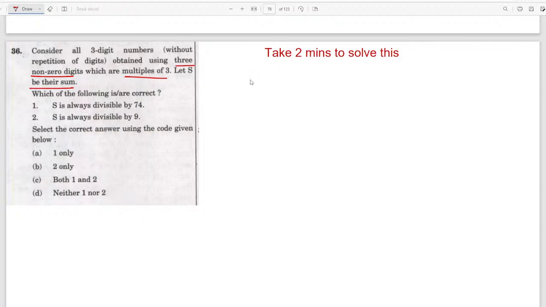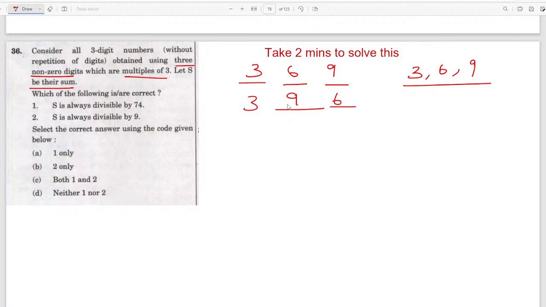So we have to form 3-digit numbers, and the digits that we have to use are non-zero digits which are multiples of 3. So single digits which are multiples of 3 are 3, 6, and 9. So using these 3 digits, we have to form 3-digit numbers here. This 369, and one more is 396, and these digits cannot be repeated. So we cannot have 333. It can be used only once.